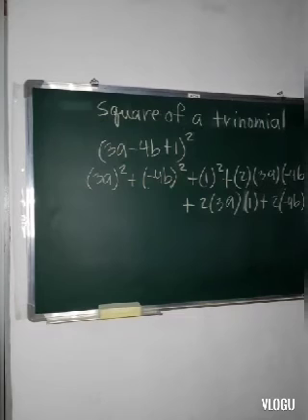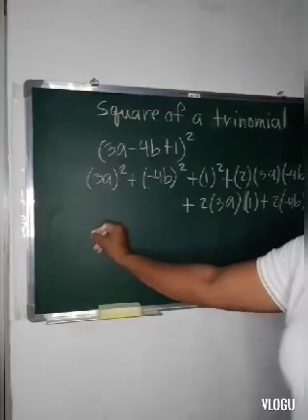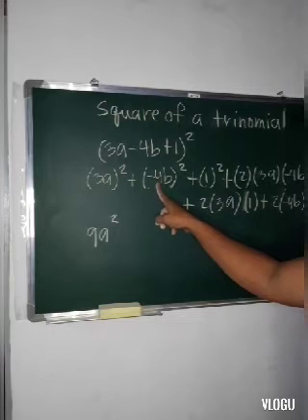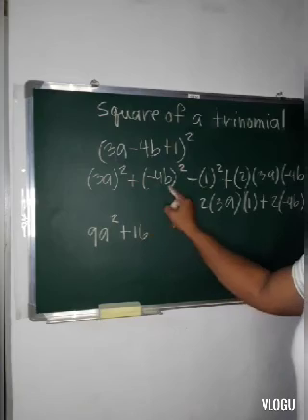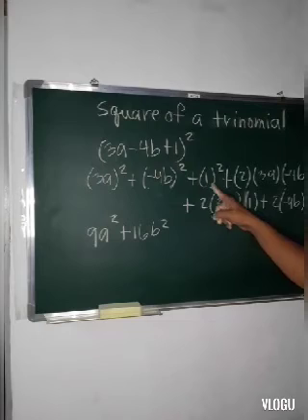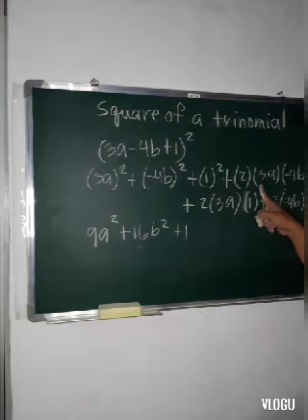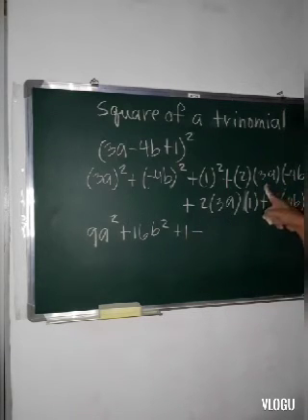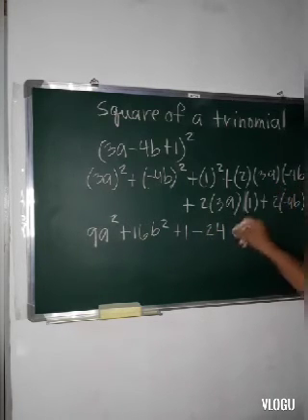Okay. Next, perform the operation. 3a squared, we have 3 times 3, 9a squared. Negative 4 times negative 4, positive 16b squared, of course. Next, 1 times 1, or 1 squared, is equal to positive 1. Next, positive times negative is negative. 2 times 3, 6. 6 times 4, 24. a times b, ab.